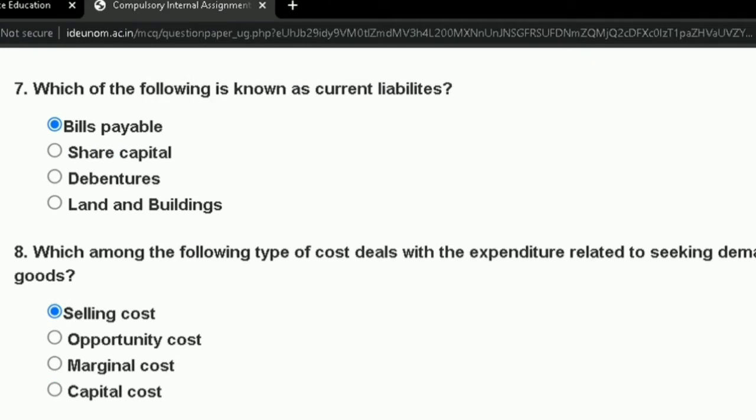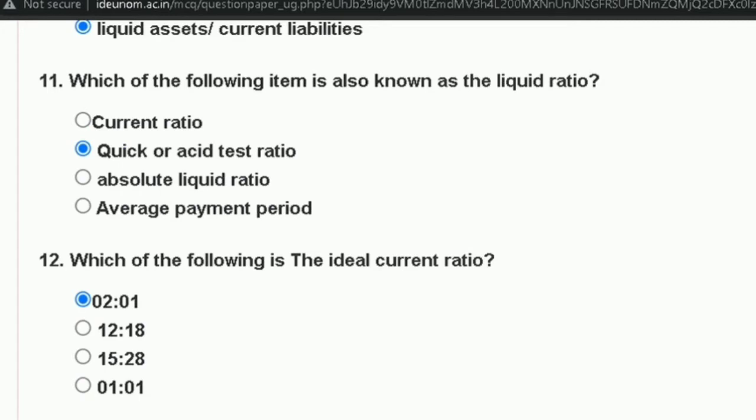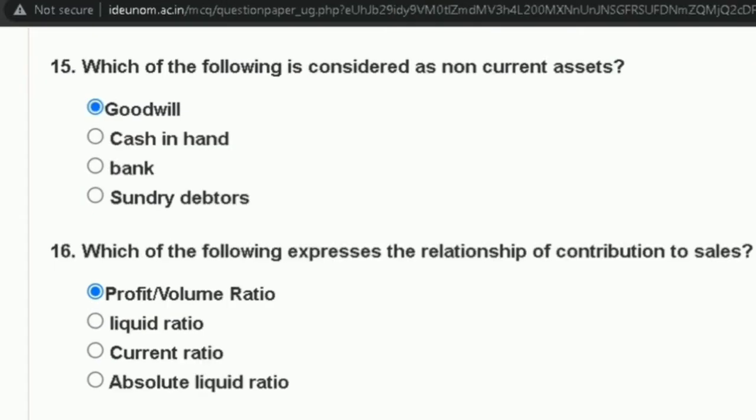Eighth one is option A, selling cost. Ninth one is option A, apple. 10th one is dairy milk. 11th is option B, quick or acid test ratio. 12th one is option A. 13th one is option D, dairy milk. 14th one is option A, guys. 15th one is option A, goodwill.